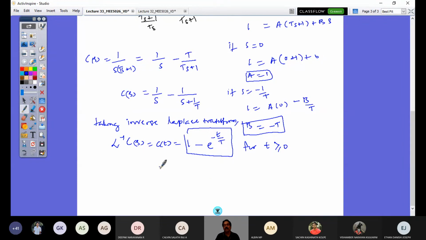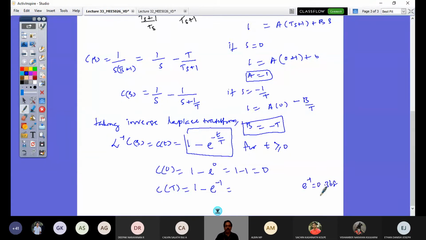If t equals the time constant t, then it is 1 minus e raised to minus t by t, which is 1 minus e raised to minus 1. The value of e raised to minus 1, you know, is 0.368, and if I substitute that, it is going to be 0.632. If instead of t I put 2t, this value would be increasing.